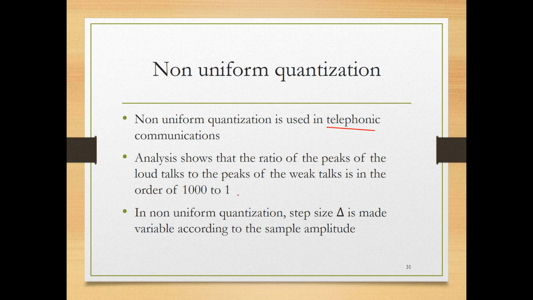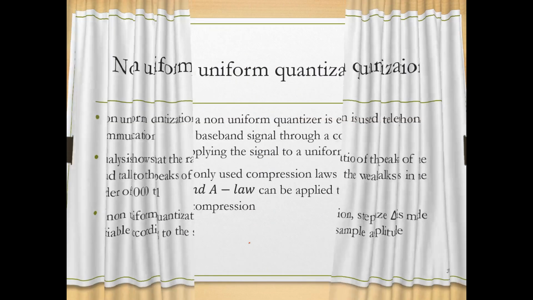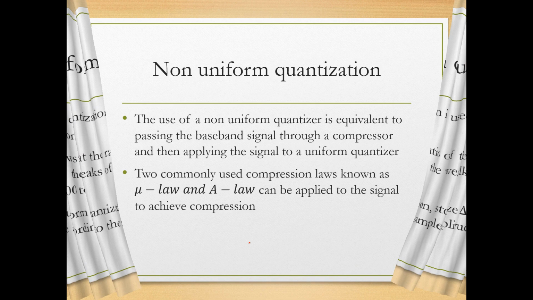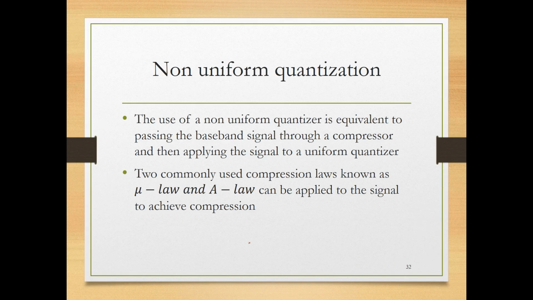That's why we need to choose and use an adaptive step size, where the step size will be small for the weak signal, while the step size will be large for the large fluctuation signals. In non-uniform quantization, step size delta is made variable according to the sample amplitude. So the use of a non-uniform quantizer is equivalent to passing the baseband signal through a compressor and then applying the signal to a uniform quantizer. You compress the signal first and then you quantize normally.